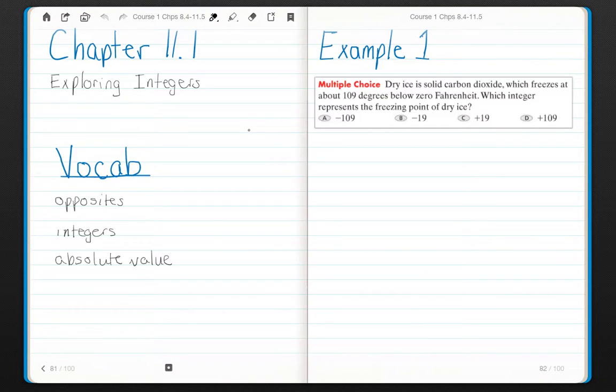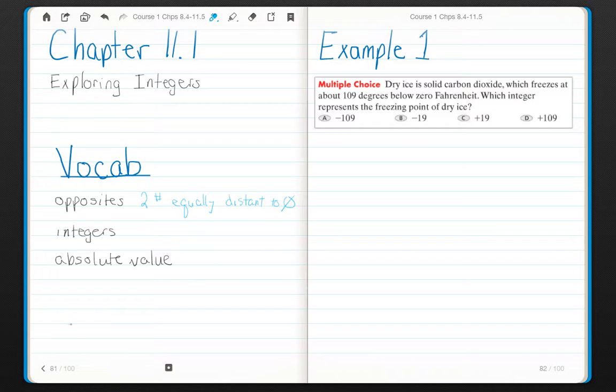Chapter 11.1, Exploring Integers. So we have three vocabulary words today: opposites, integers, and absolute value. I'm going to start with opposites. Opposites are two numbers equally distant from zero or to zero.